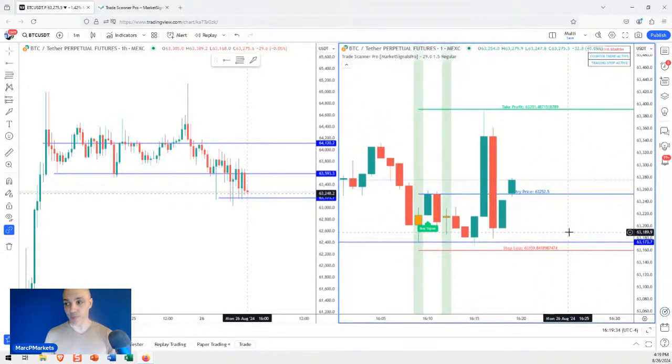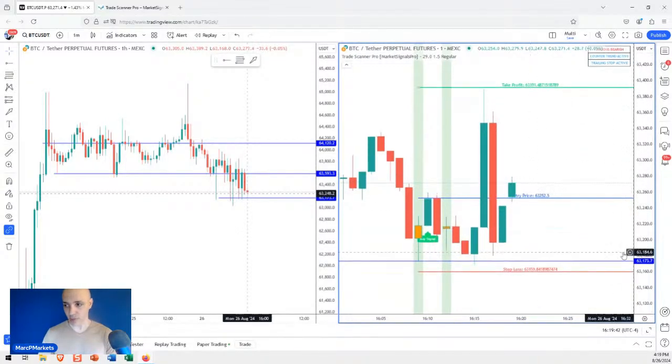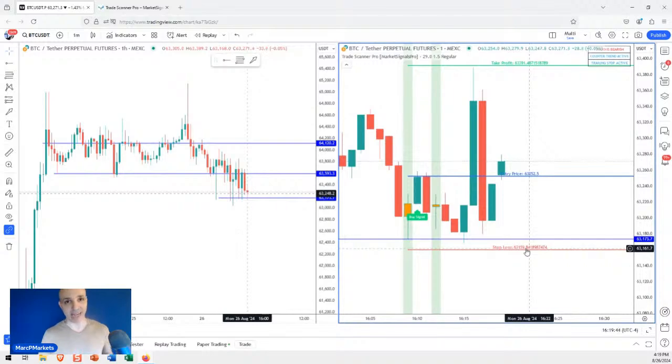Now I'm doing that from experience because I know how this works. I don't expect you to know how to do that. And it is risky. This thing can just turn on me and go straight to the stop and I get hammered. That can happen. So I don't want you to think I'm showing you some kind of magic here. This is not a magical tool.